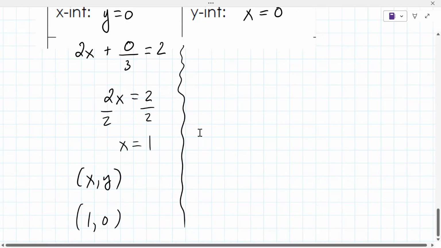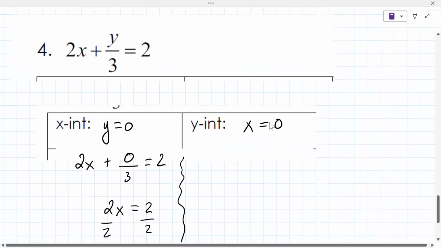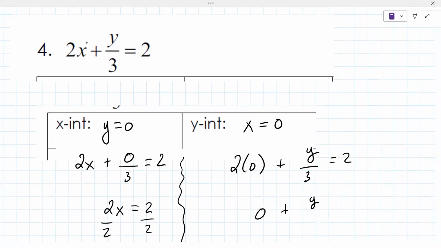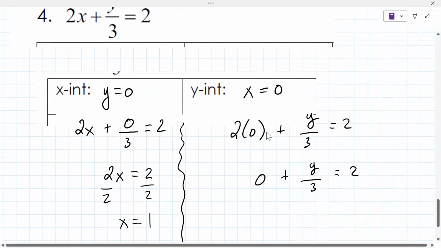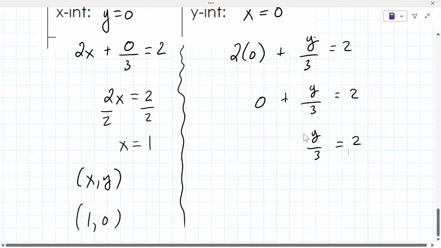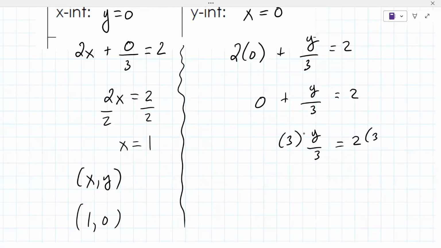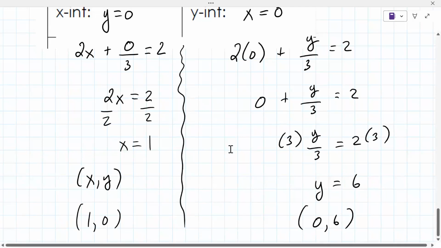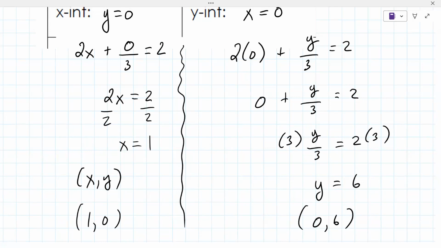Yeah. All right. Now for the y-intercept, you put 0 in for x. So it's 2 times 0 plus y divided by 3 equals 2. 0 plus y divided by 3 equals 2, so it's just y divided by 3 equals 2. Multiply both sides by 3, and you get y equals 6. So 0 comma 6. You'll do it much faster than this, but this is kind of the worked out version.